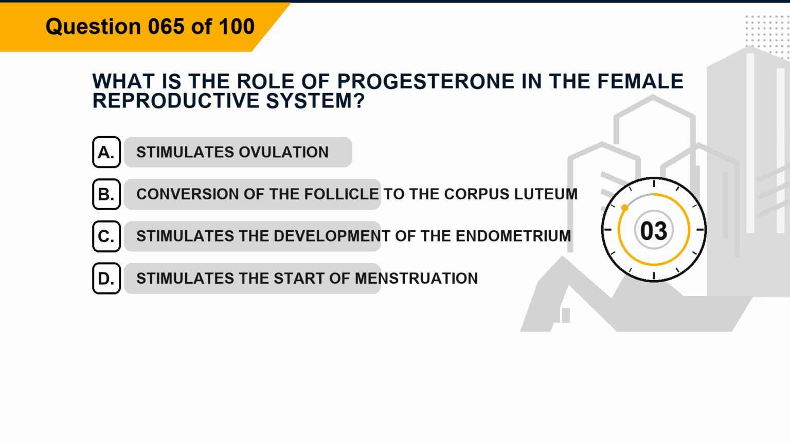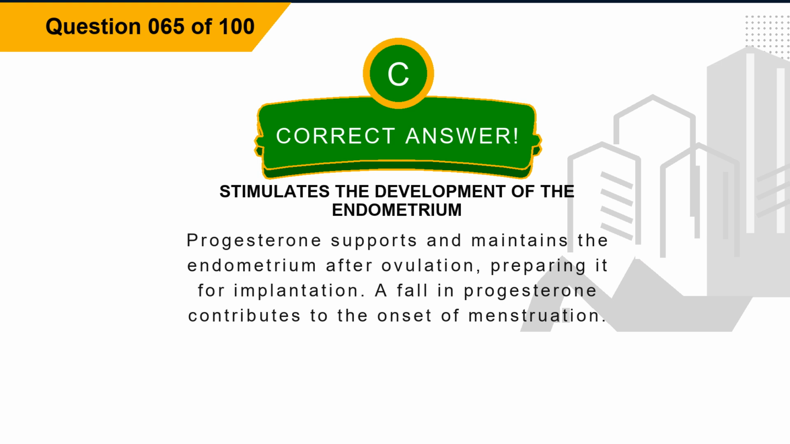Option D, stimulates the start of menstruation. The correct answer is option C, stimulates the development of the endometrium. Explanation. Progesterone supports and maintains the endometrium after ovulation, preparing it for implantation. A fall in progesterone contributes to the onset of menstruation.